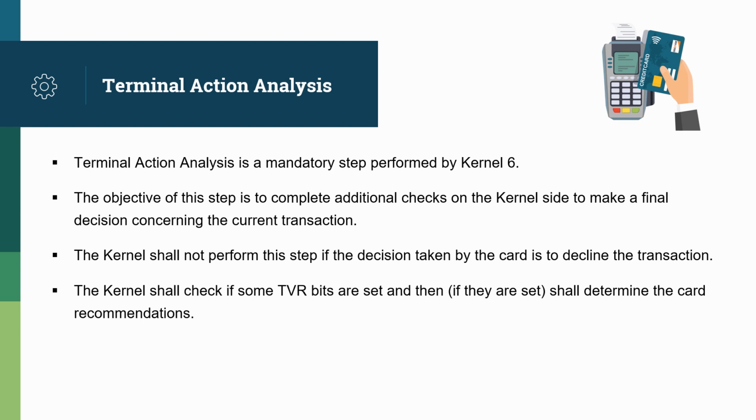For example, this is where the kernel will verify if the information in tag 9F07, the application usage control, allows for this transaction to be processed. For example, if this is a purchase with cashback, and cashback is not allowed on this application, then the transaction will be declined or forced online. This is also where the kernel verifies that the application is effective and if the application version number matches that on the kernel.